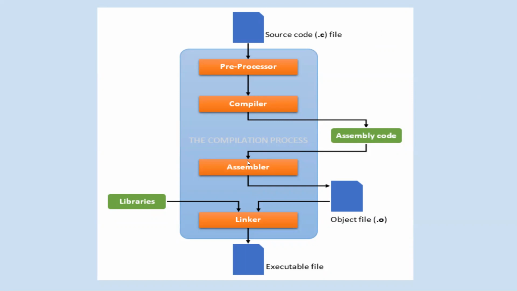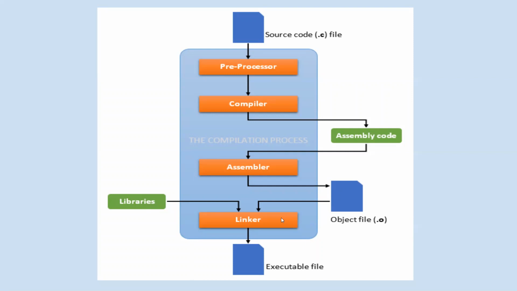Now, the assembler is used for converting the assembly code into the object code. The object file is generated by the assembler, and the extension of the object file is .obj or .o. The name of the object file follows the name of the source file. This is the source file we are getting. Then the name of the object file will be hello.obj, or whatever name we are giving, like hi.obj.